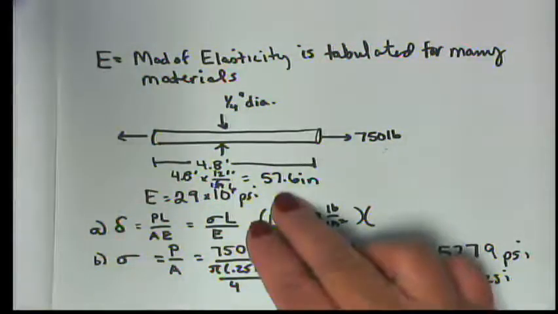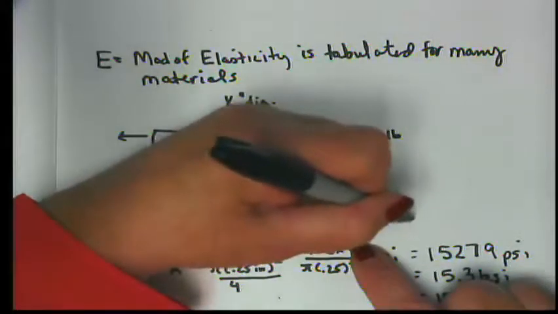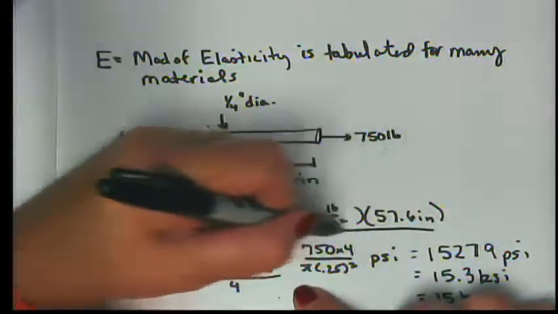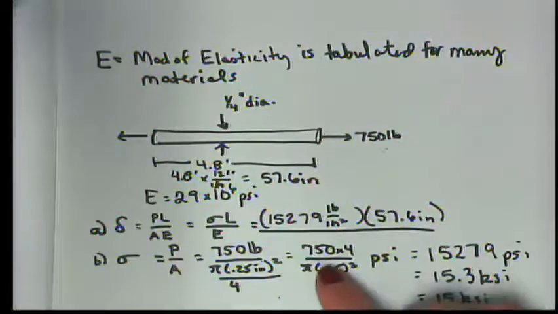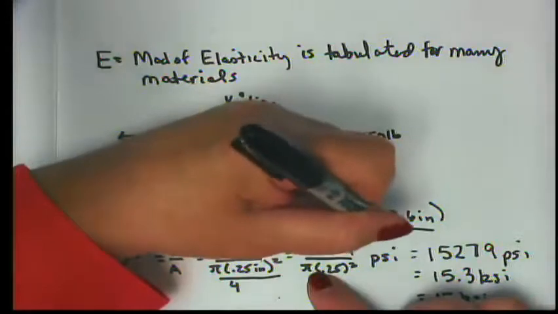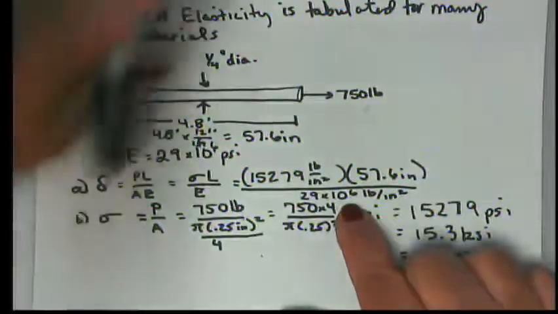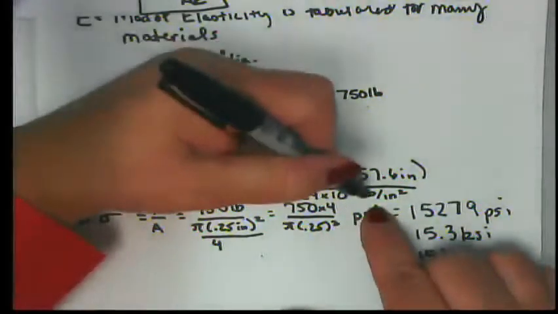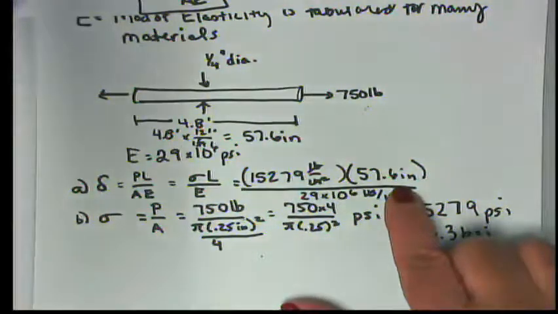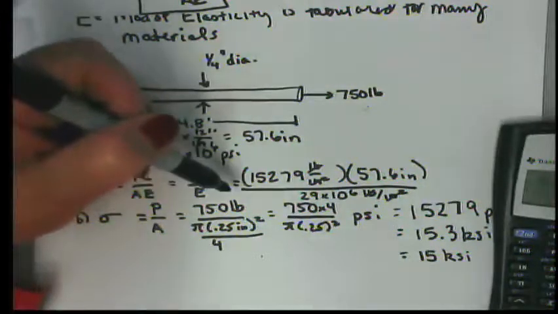Okay. So sigma, 57.6 inches. Oh, this isn't P, I'm sorry, that's sigma, over E, which I'm told is 29 times 10 to the 6 pounds per inch squared. Okay, so now before I run the numbers, I'm going to make sure I've got units that I can work with. Pounds cancel out, inches squared cancels out, and I'm left with inches, which is a good unit for elongation, isn't it?